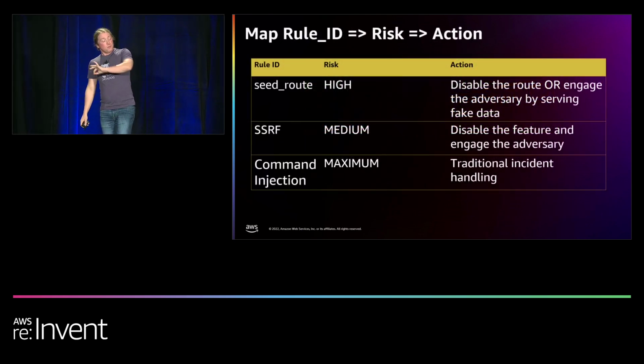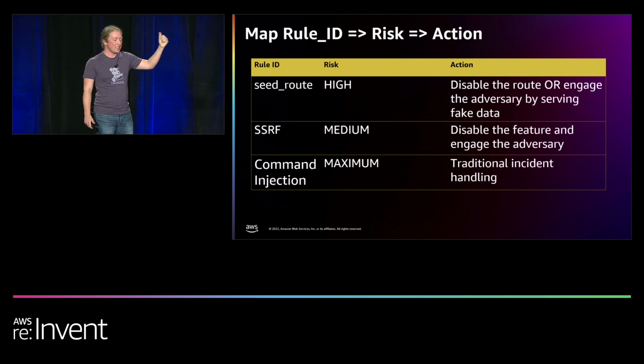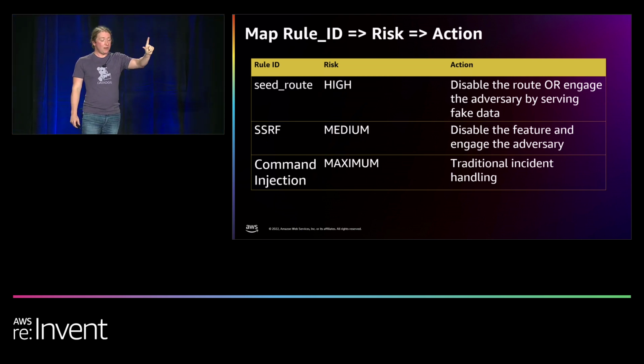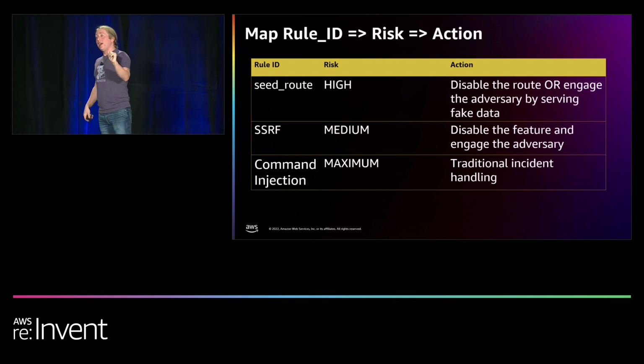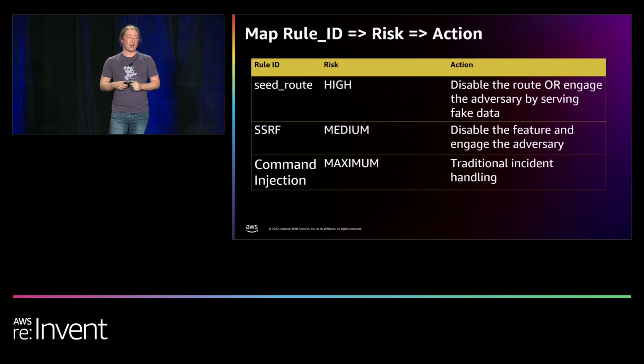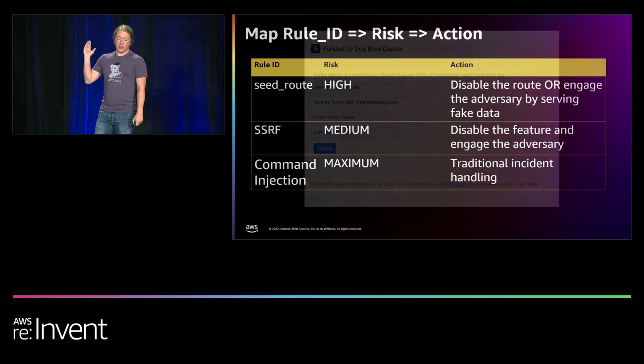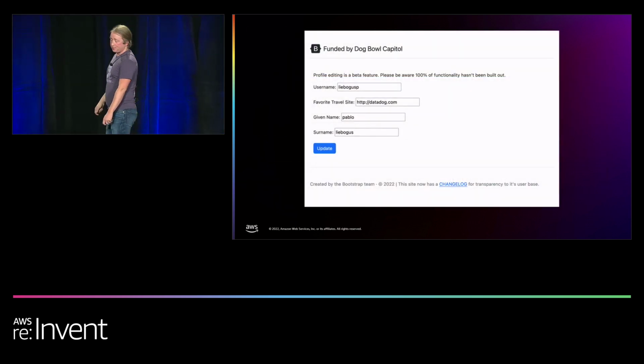So all the way back to that, we want to take these rule IDs. We have the rule ID, the thing that's actually detecting in Datadog. We want to take that and map it to a specific risk that we've identified inside of our app, and then we want to take an action, which is going to be to engage the adversary in some way. So I've created this table here that's actually showing you what the rule ID is, what the risk is, and what the action is that we're going to take.